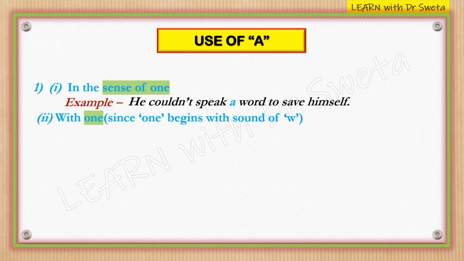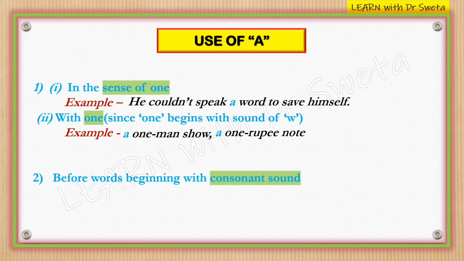Next is with the word one. So even though one begins with a vowel letter, it starts with the sound of W, won. Therefore, we use a. For example, a one-man show, a 1 rupee note. Next is before words beginning with consonant sounds. So, a is used before words that start with a consonant sound regardless of whether they begin with a consonant letter. For example, a boy, a box, a dog.